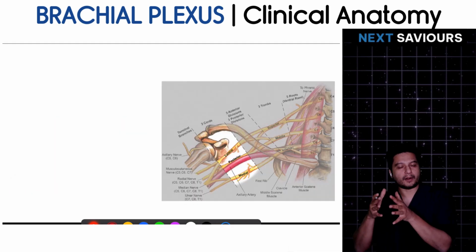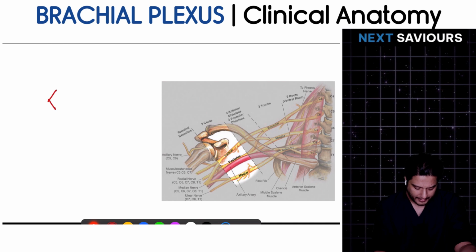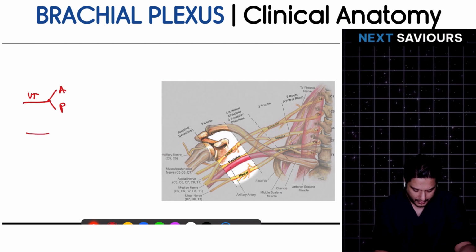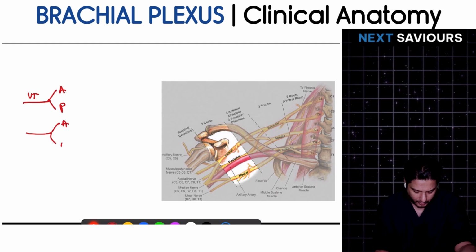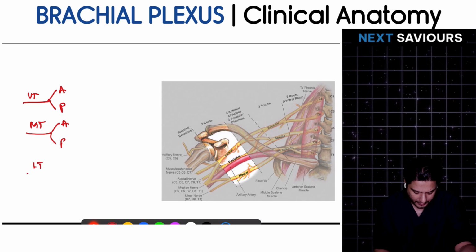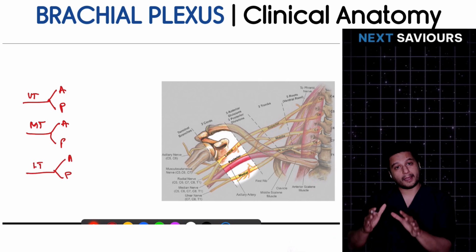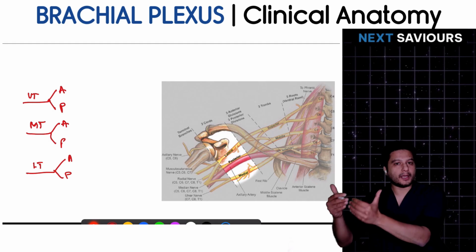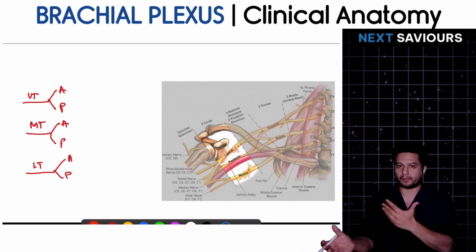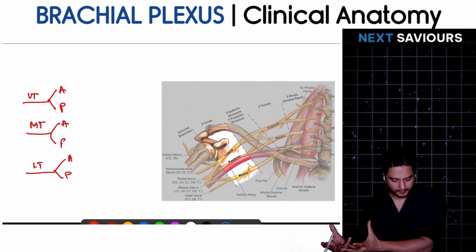Each trunk now further divides into two divisions. There is going to be an anterior and a posterior division of the upper trunk, an anterior and a posterior division of the middle trunk, and an anterior and a posterior division of the lower trunk. Why is there this kind of arrangement leading to these divisions? Because the anterior will supply the flexor compartment and the posterior has to supply the extensor compartment.